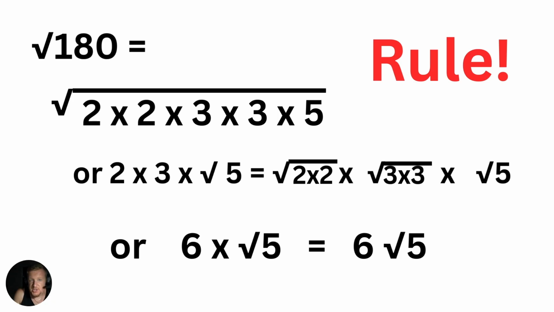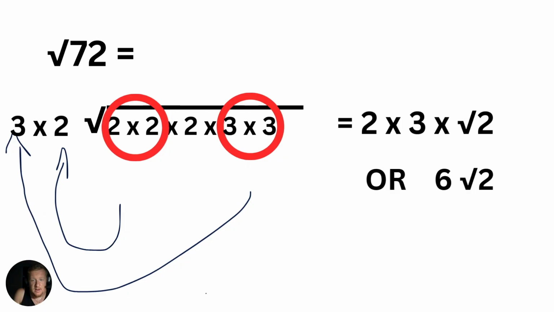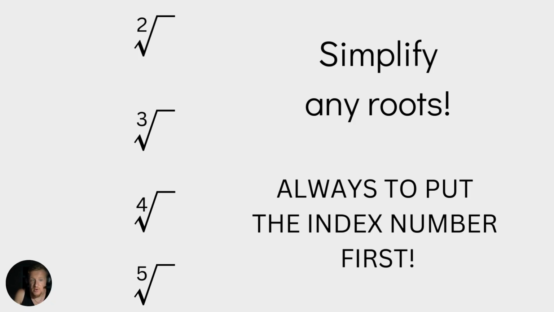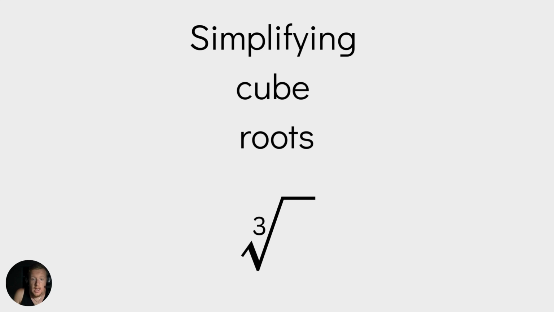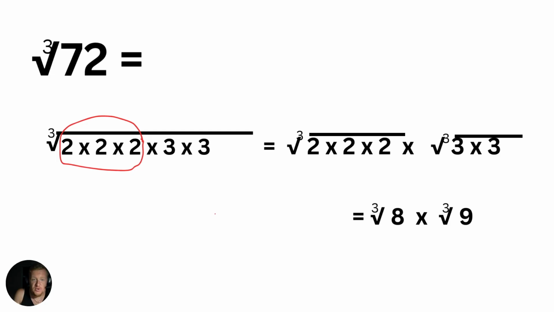We can also do it with the bigger numbers too. And you can simplify the root in any kind of root: square root, cube root, fourth root, and fifth root. And simplifying the cube root, we just bring all the 3 2's together, and then 3 times 3 cannot be simplified any further because that's the perfect square. And then we can make it as the cube root of 8 times the cube root of 9. And remember to always put the 3 as an index number if you want to simplify the cube roots.